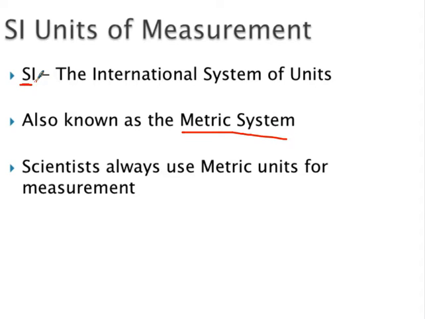Metric, on the other hand, they all mean the same thing. So if you have a kilogram, it means 1,000. Or if you have a kilometer, it means 1,000. So all those prefixes mean the same thing, making conversions between units very, very easy. If you don't remember how to do those, don't worry, because I'm going to have a separate screencast on that.